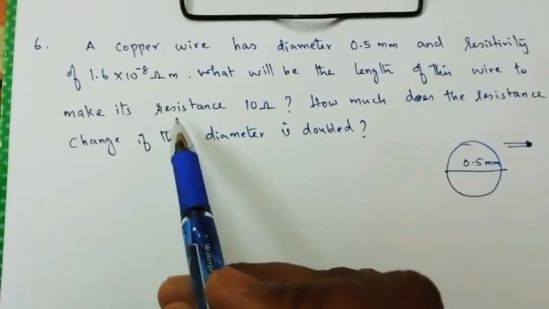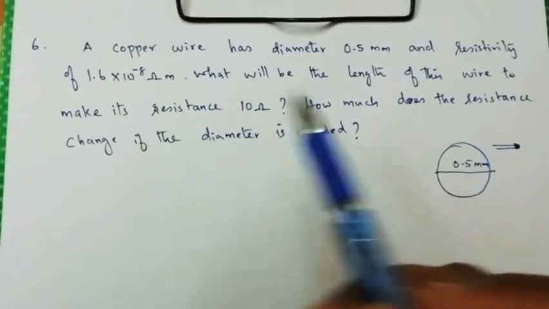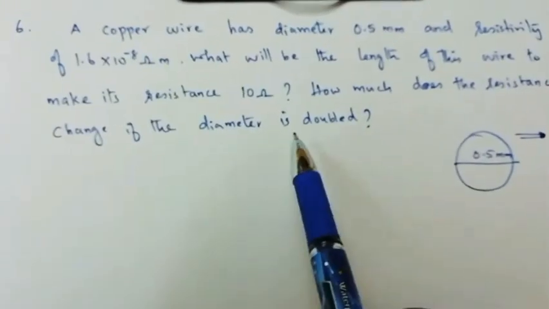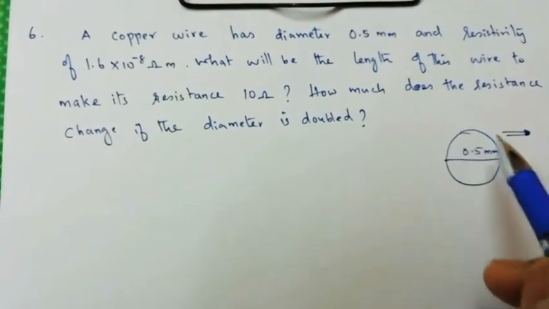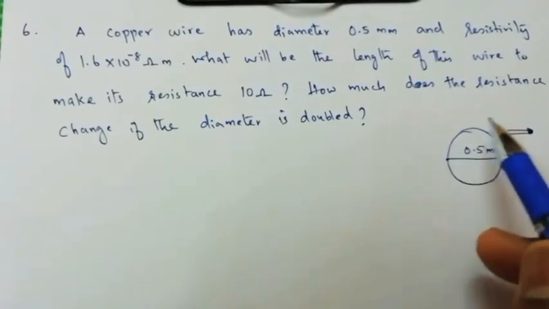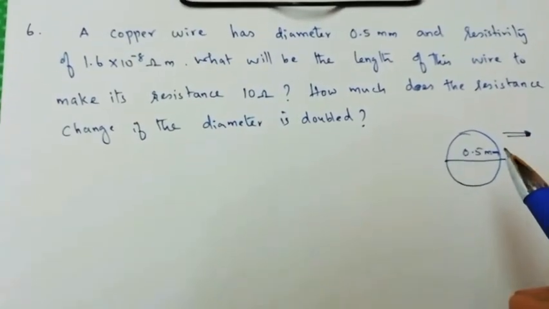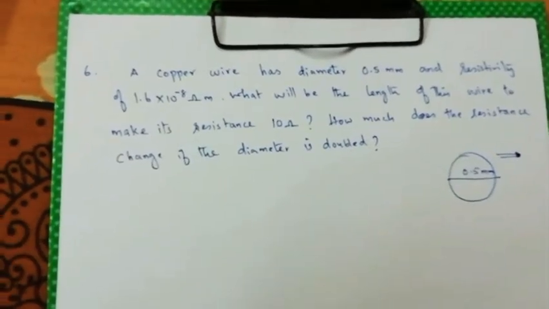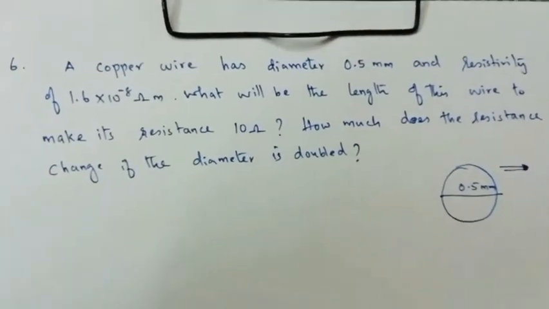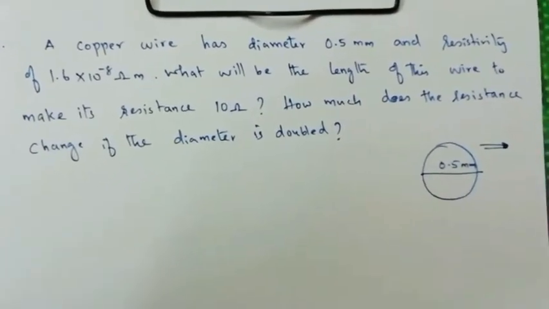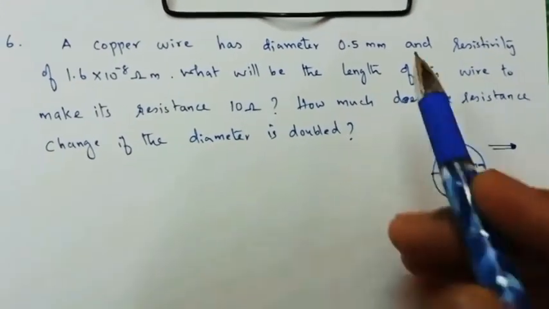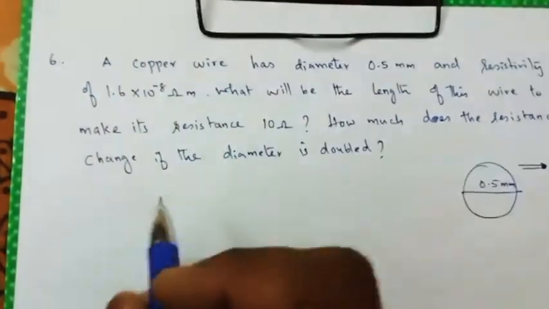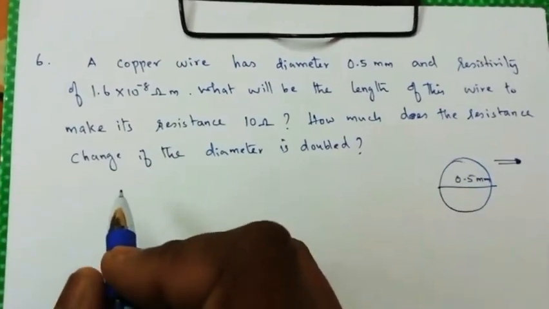So resistance is also given, and they are asking what will be the length of the wire, and also how much does the resistance change if the diameter is doubled. If this diameter doubles, then what is its resistance? So we should do two things here. One is we should find the length of that wire, and after that, we have to find what happens to the resistance if the diameter is doubled. Okay, let's write what is given in this question.